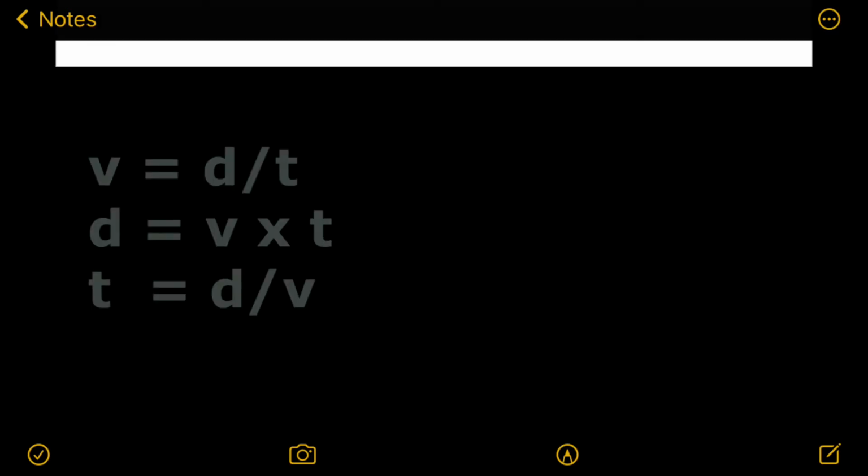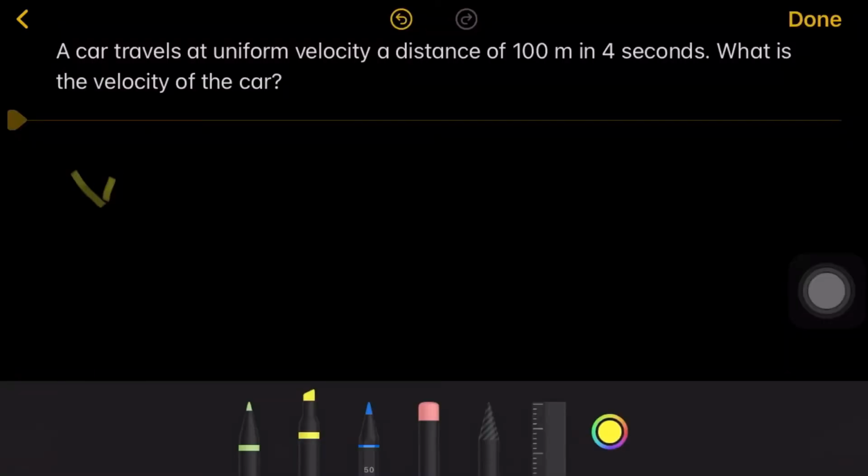Now we should always keep this in mind. Velocity equals displacement divided by time. Displacement equals velocity times time, and time equals displacement divided by velocity. So here is the first sample problem.